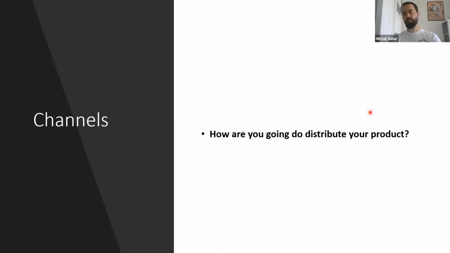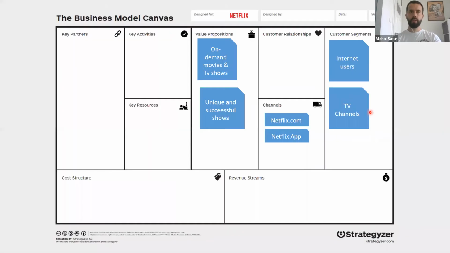And let's move on to the channels. They're also important for the business canvas. How are you going to distribute your product? That's a crucial thing, because it's not easy to get to your product. Once your product is fully digitalized, it's easier to distribute via the internet. So with Netflix, you are using basically two main channels. The first one is the Netflix website, and the second is a Netflix app on any kind of platform you want to have it on.